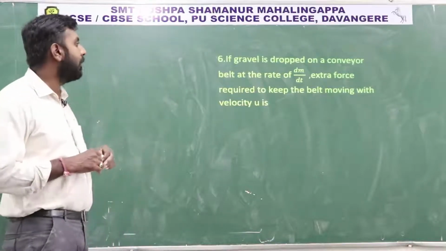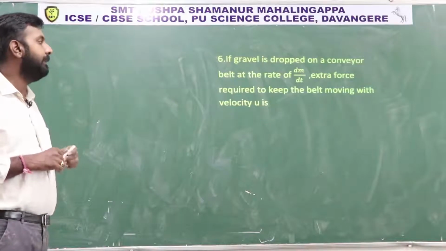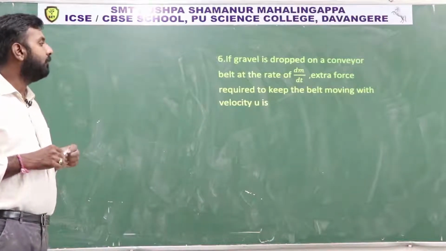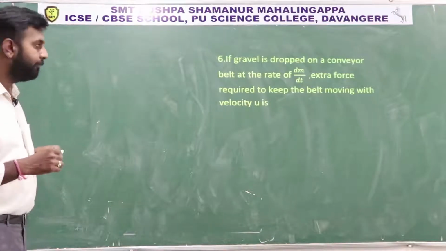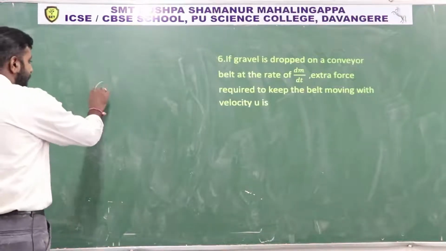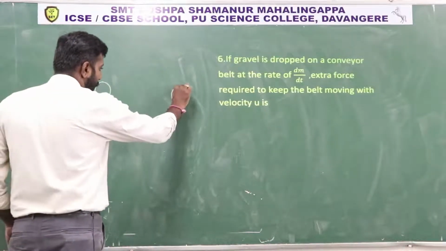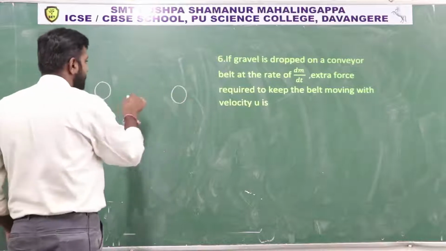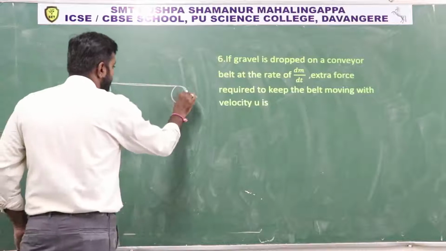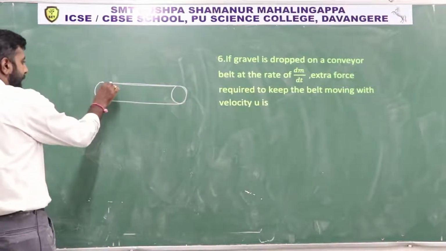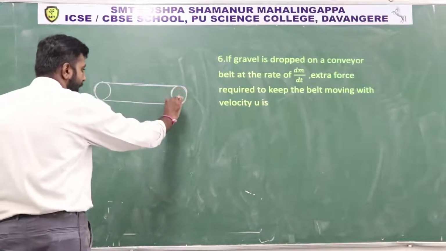If gravel is dropped on a conveyor belt at the rate of dm by dt, what extra force is required to keep the belt moving with velocity u? A conveyor belt, you can imagine like this. Consider these are two pulleys, like wheels. On these the belt is rolling, continuously rolling over these pulleys.